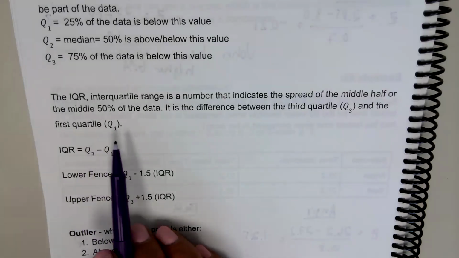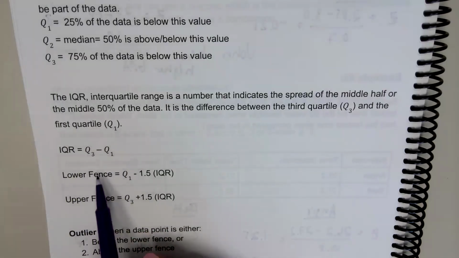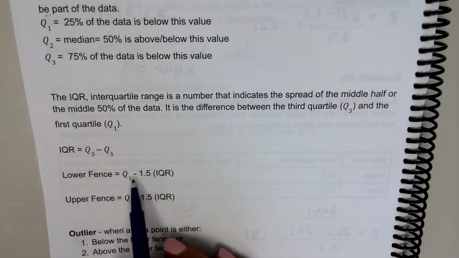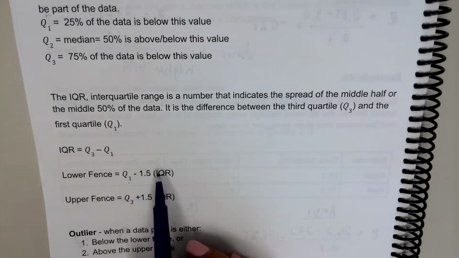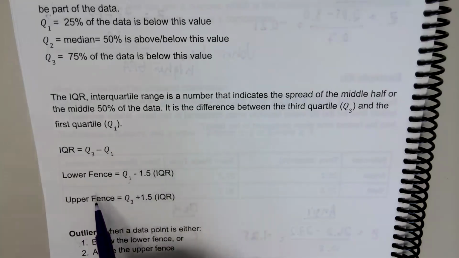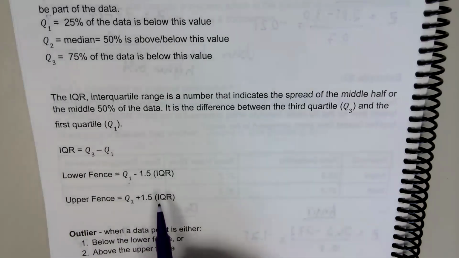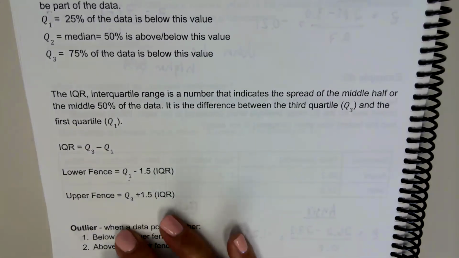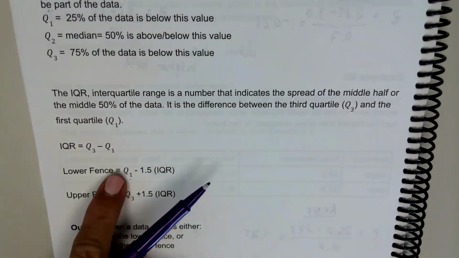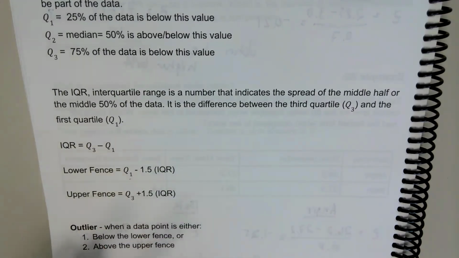So once we calculate the IQR, we're going to use that to calculate a lower and upper fence. The lower fence takes the Q1 and subtracts 1.5 times that IQR. The upper fence takes the Q3 and adds 1.5 times the IQR. So they're different calculations because we're using the Q1 here and the Q3 here.